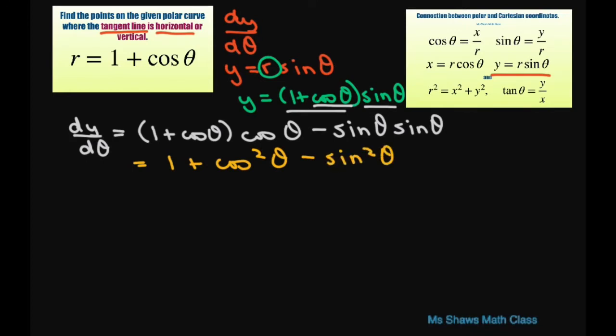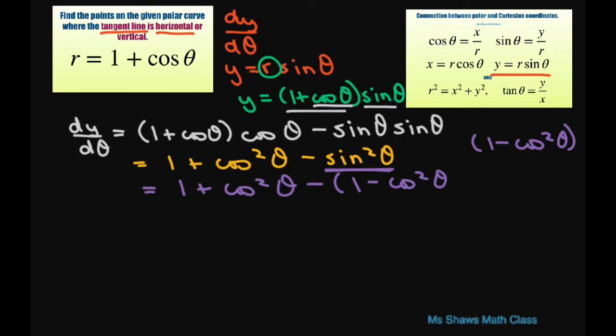Now what I want to do is write everything in terms of cosine, so I'm going to write sine squared as 1 minus cosine squared of theta using my Pythagorean identities. So I'm going to get 1 plus cosine squared of theta minus 1 minus cosine squared of theta. This is going to give me 1 plus cosine squared of theta minus 1 plus cosine squared of theta. And this didn't work.